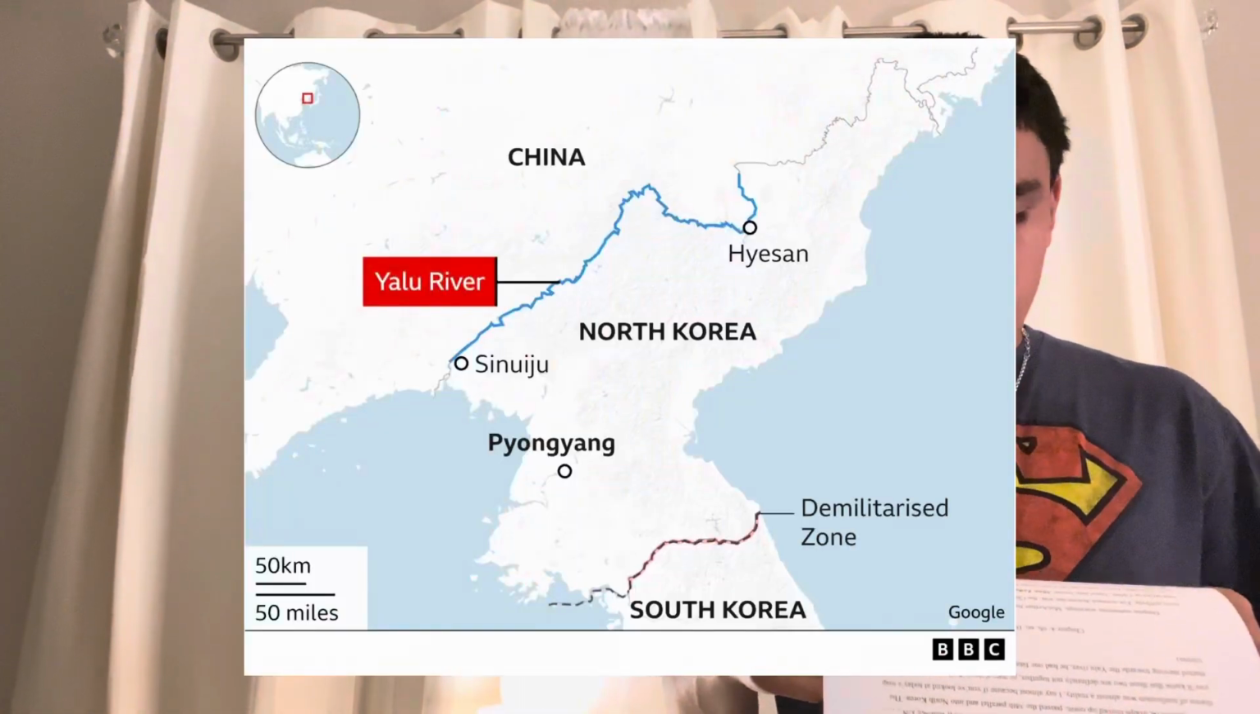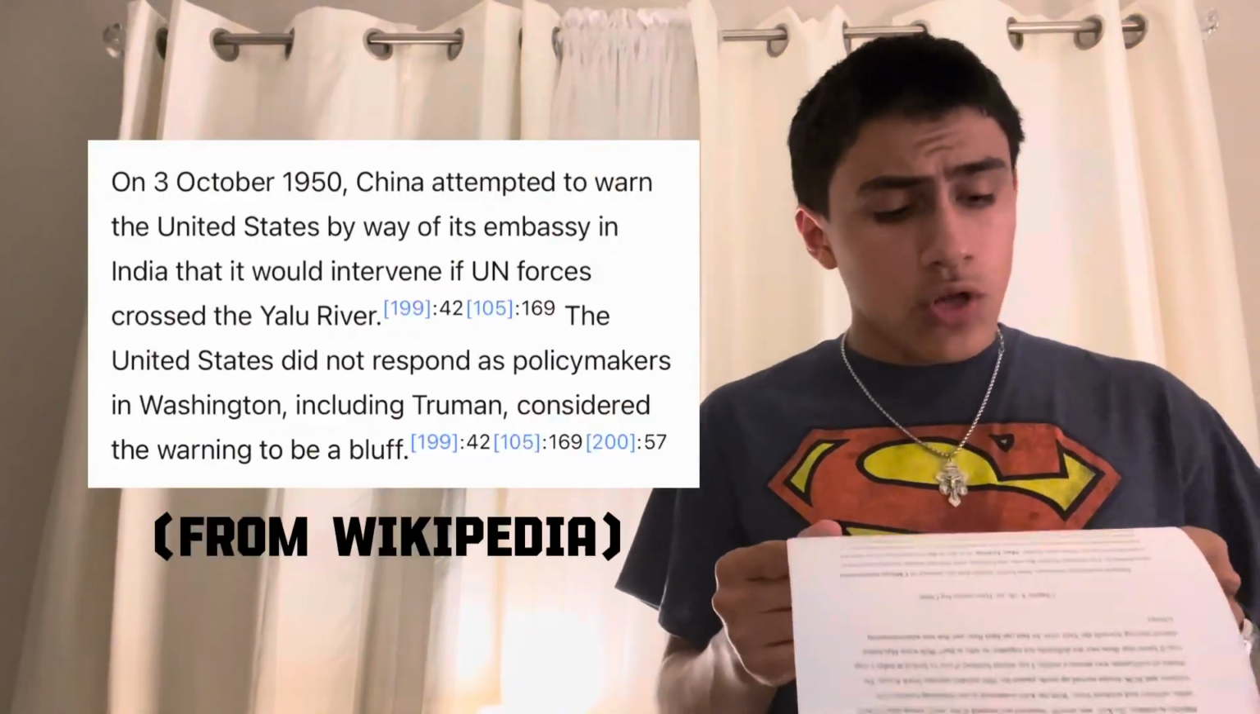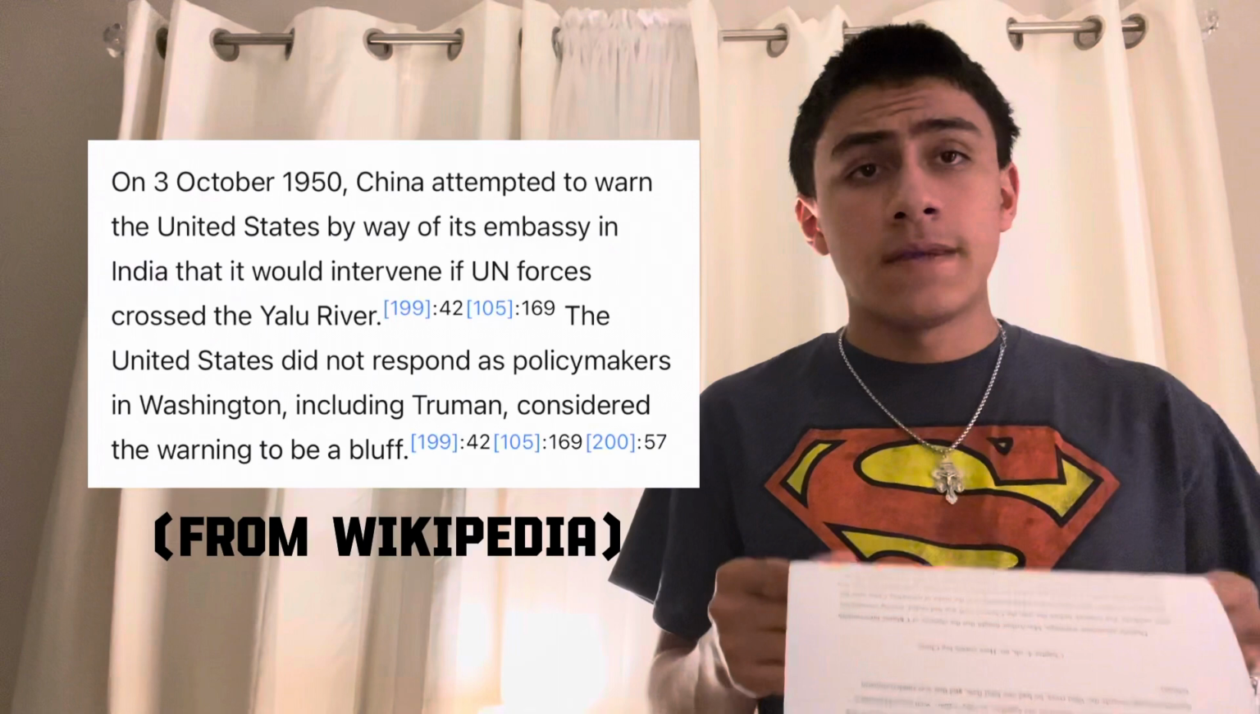If you don't know what the Yalu is, the Yalu River is a river that sits on the border between China and North Korea. When UN forces started advancing towards the Yalu River, Mao was worried that a full UN assault was heading towards China. So China warned the United States that if they approached the Yalu River, they would intervene.